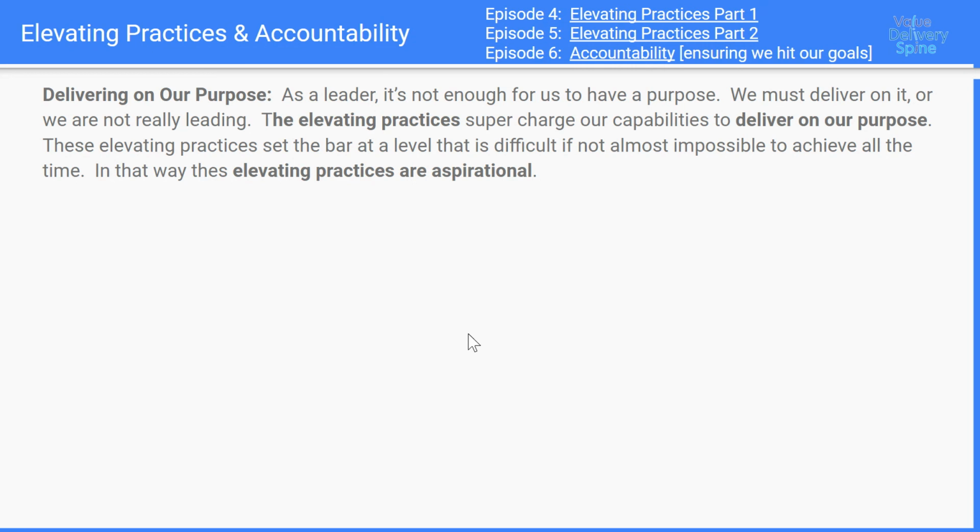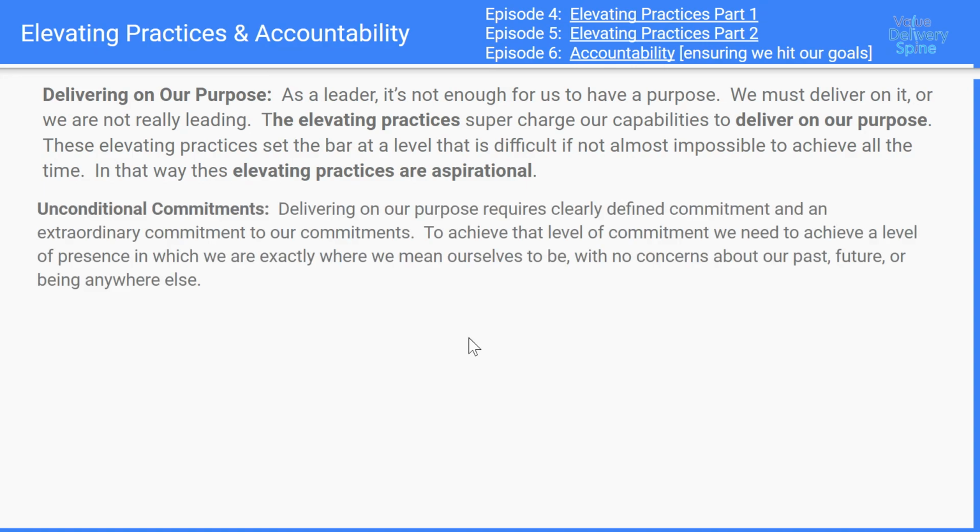So in trying these out, don't get frustrated if you have difficulty doing them. That's part of the deal. They are designed to really elevate your capabilities, but they are very demanding in their approach. So the first one is unconditional commitments. Unconditional commitments means that you're committed to something no matter what the circumstance and no matter who else is committed to that particular thing that you want to do.